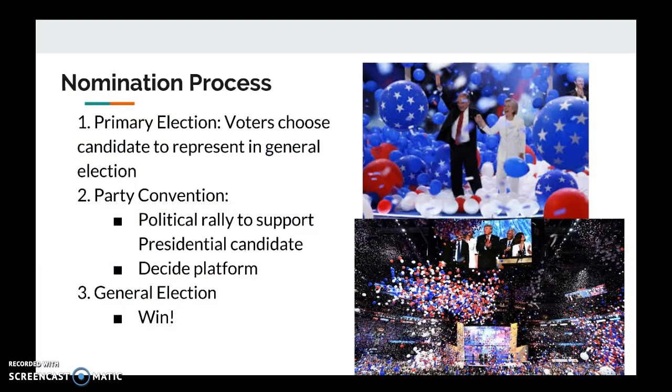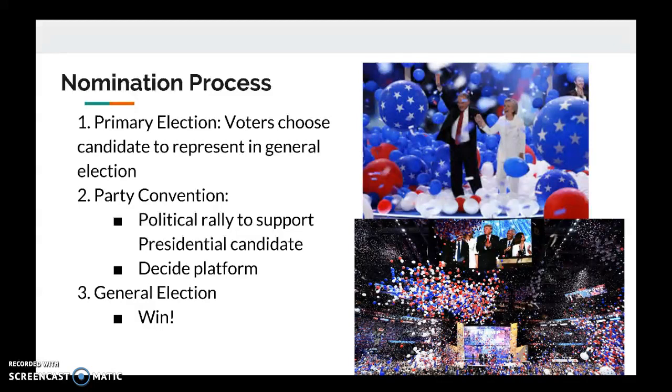So in America, this is in general our nomination process for nominating a president. We have a primary election first, where voters choose the candidate to represent them in the general election. In the primary election for the Democrats in 2016, it was Hillary Clinton versus Bernie Sanders. And on the Republican side, there were actually 16 people who were all vying for their party's nomination.